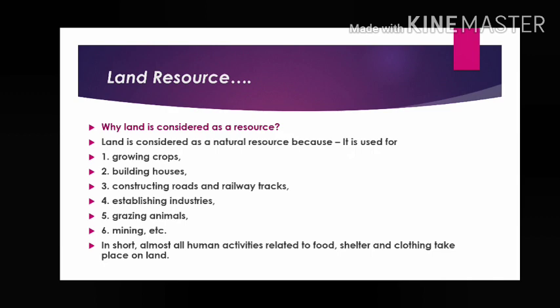Yes, crop cultivation on the land, building of houses on the land, road construction, construction of railway tracks on the land, establishment or setup of industries, that is also on the land, rearing of animals, that is also on the land, and mining, that means extraction of minerals, that is also on the land. That's why land is considered as a resource, because it is fulfilling our needs.